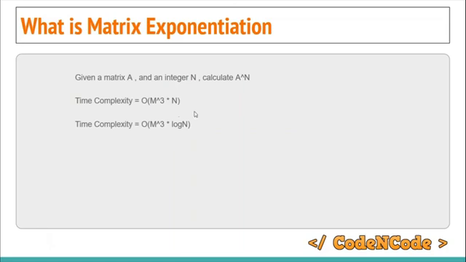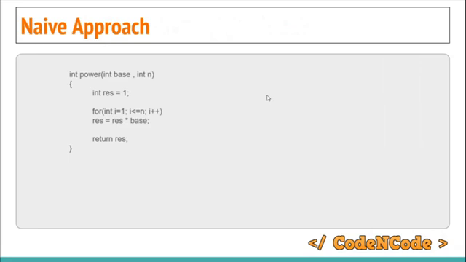If we optimize this code, we can do the same thing in m cube into log n time. As you can see, it is a very big improvement over the time complexity. The first one, the naive approach or brute force approach, would require m cube into n time for calculating A raised to power n, while the second method that we are going to study, exponentiation by squaring or binary exponentiation, would improve the time complexity and make it m cube into log n. So let's start from the very basic or naive approach.